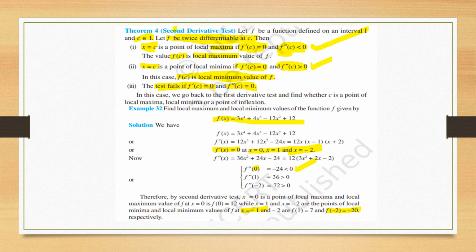Kindly make a correction here: it is x equal to 1. For x equal to 1, I get the value f of 1 is 7. From here, 3 plus 4 is 7, and the 12s get cancelled, and f of minus 2 will give me minus 20. So this is how you will get it. It is just x equal to 1. Please make the correction that here I will not take this negative sign.